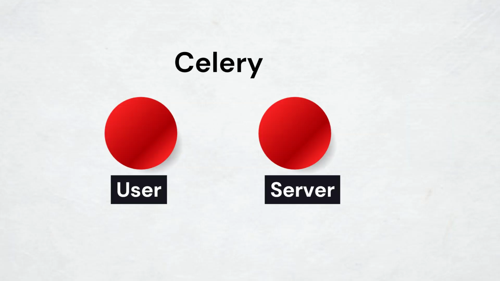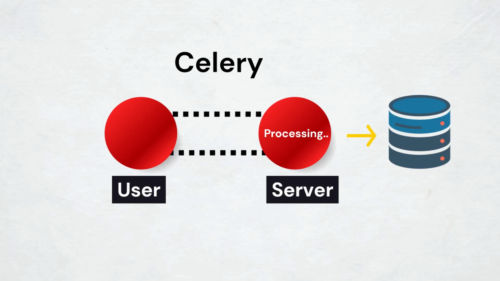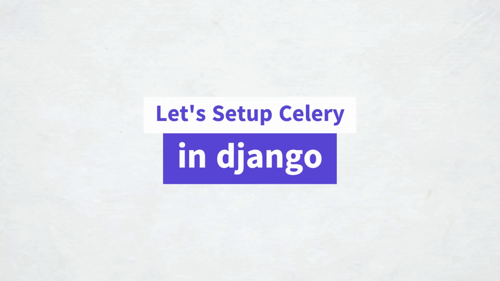But with Celery, here is what happens. When you upload a file, the application immediately returns a response confirming that the upload was successful, and behind the scenes, Celery processes the file in the background. The user does not have to wait for the file to finish processing. Now we have seen why Celery is useful. Let's start by setting it up in Django.